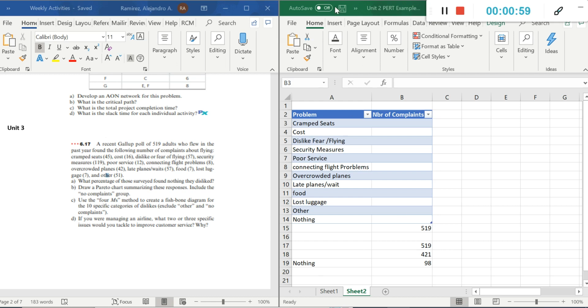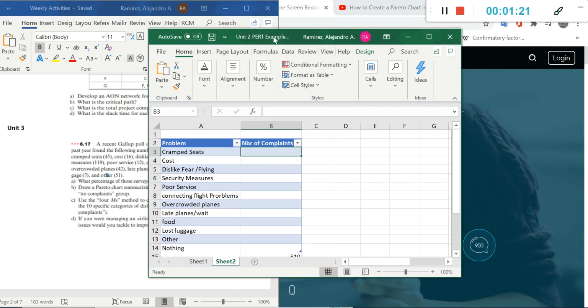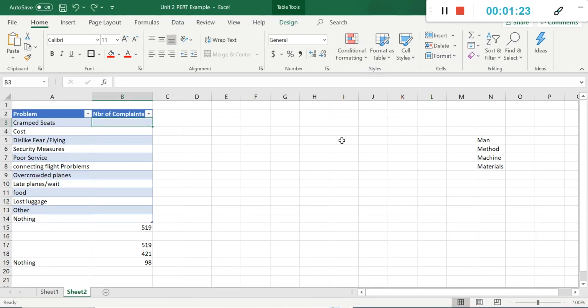So for example, we look at a recent Gallup poll of 519 adults who flew in the past year, which found the following number of complaints about flying. So cramped seats, cost, dislike or fear of flying. So based on those problems, I need to realize which ones are the most frequent. Okay, so what I'm gonna do in here is pretty simple. What I'm gonna do is just fill them in, according to each one of them.